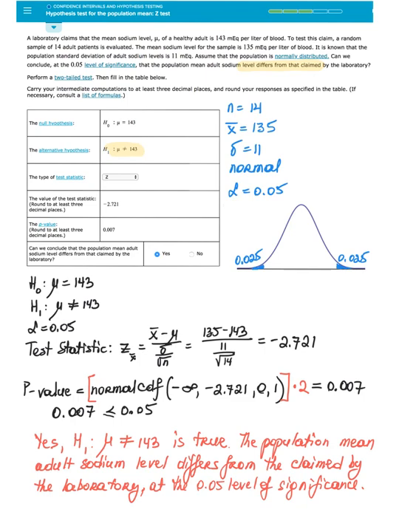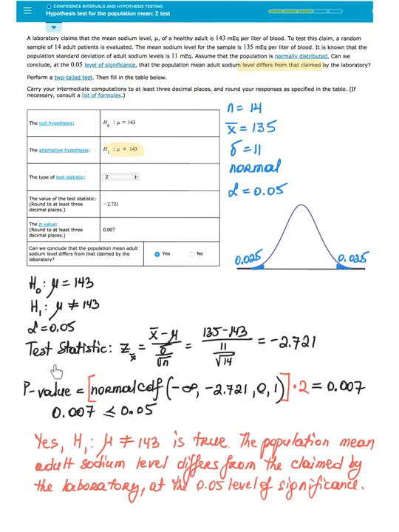Well, notice the sample size is 14. It's quite small. However, sigma is known, and we're told that the sample is drawn from the normally distributed population, which allows me to use the z-test. So I'm working with test statistic of z.